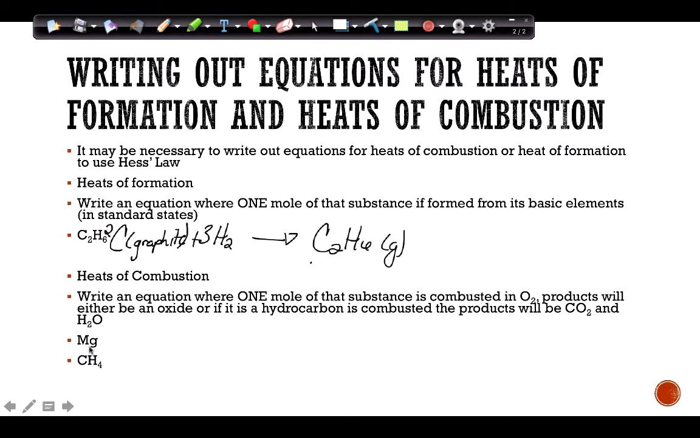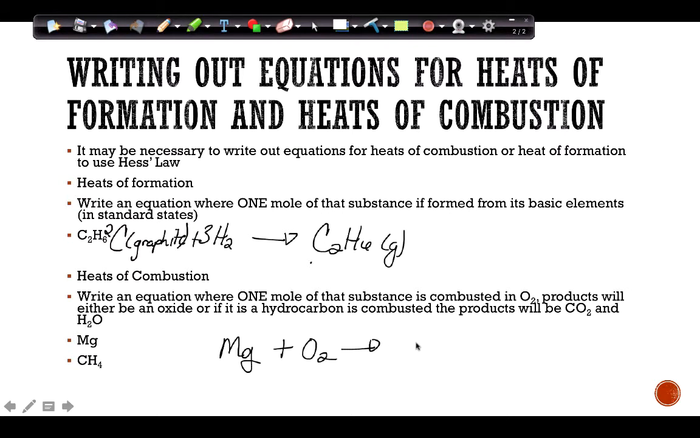All right, so let's look at heats of combustion. So when I write a heat of combustion reaction, it's when I combust 1 mole of that substance with O2. So you're either going to be making an oxide or you're going to be combusting a hydrocarbon. If you combust a hydrocarbon, you're going to make CO2 and water. All right, so let's do magnesium. So I'm combusting magnesium with oxygen. Well, the only thing I can do with this is combine it.